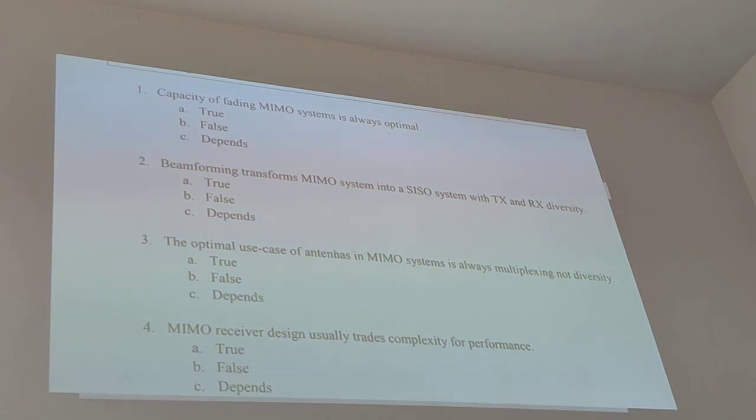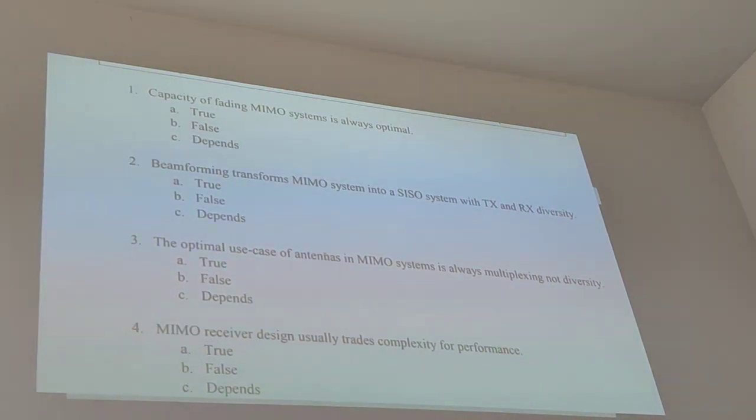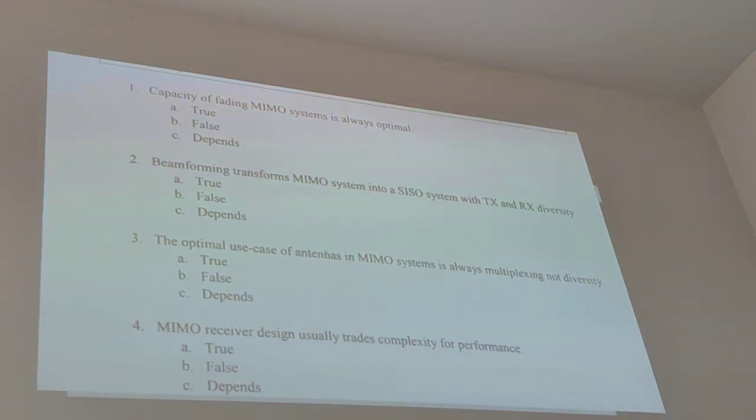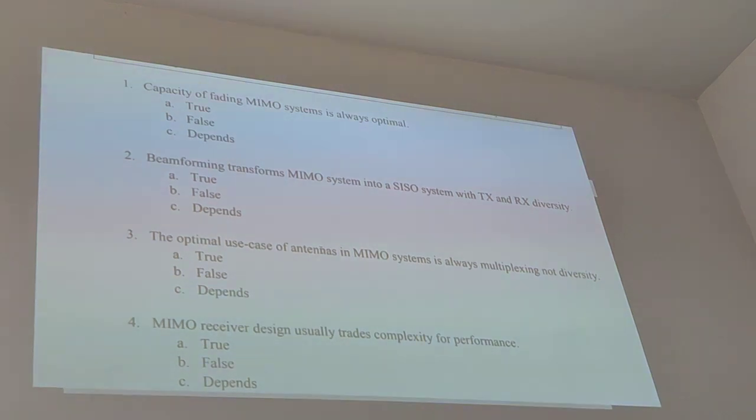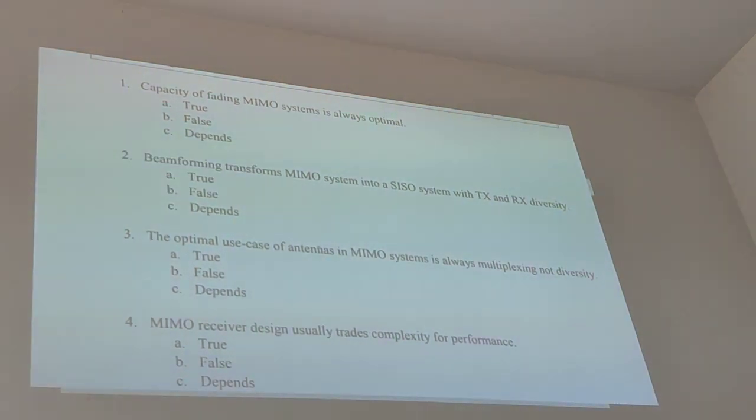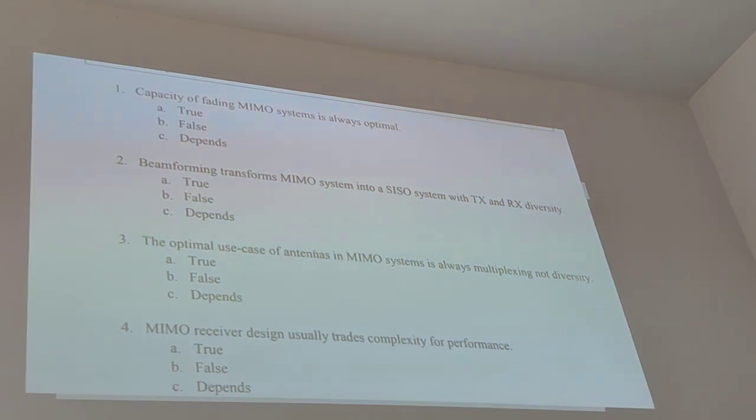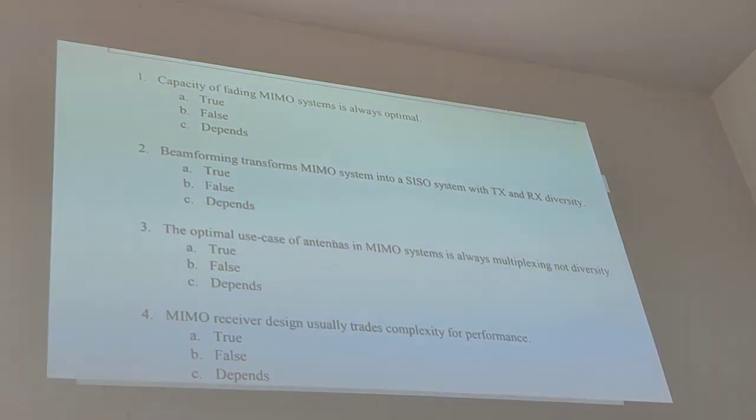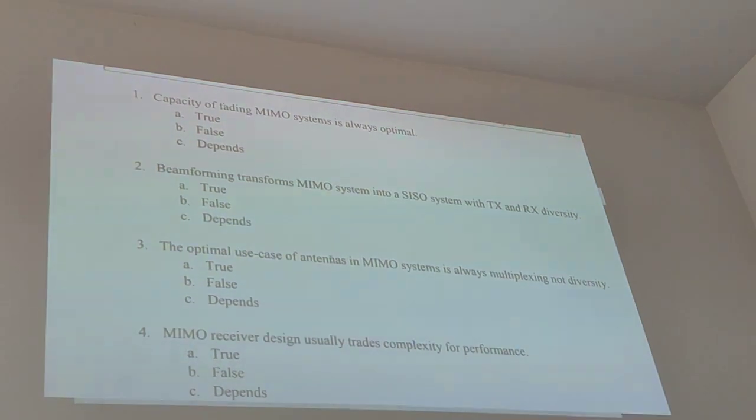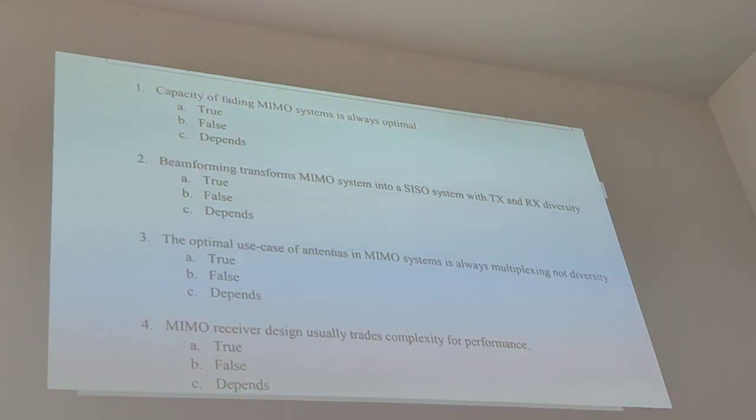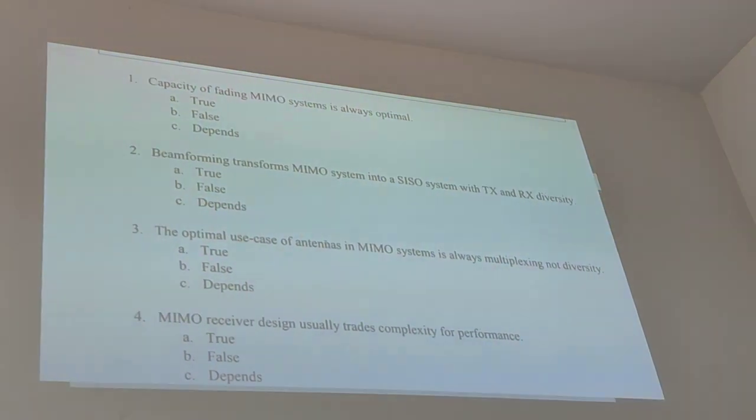So question 3, the optimal use case of antennas in a MIMO system is always multiplexing, not diversity. Of course, this is false. It depends on the scenario. Depends is more correct than false. Because as I said, if the user needs reliability, you need to use space-time coding. If the user needs data rate, you need to use maybe spatial multiplexing. If the user requires security, you need to use a technique that provides security.